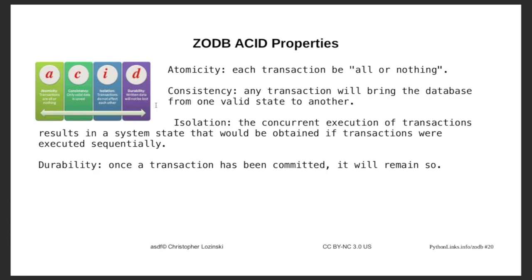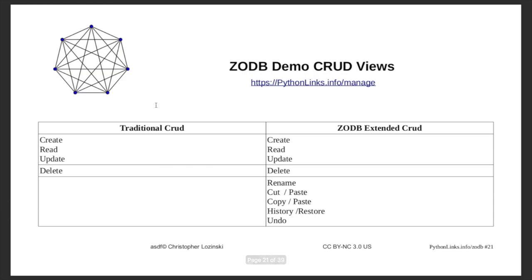Okay, let's talk about ZODB ACID properties. ZODB is a proper database. It's got atomicity, consistency, isolation, durability, all the stuff you expect. But it's more than just your typical database. It's actually a versioned database, so it keeps historical versions until you pack them. That has a big impact, and particularly on the CRUD demo.